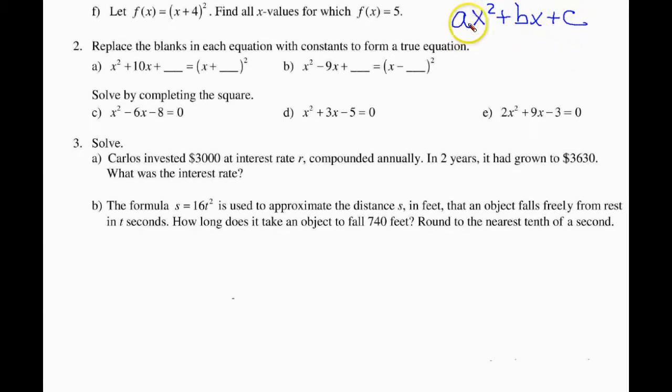Now what we want to do is have this in the form of a perfect square trinomial that will factor into the form of a plus something squared. And that's what we did a little bit in one of the examples above. So what we want to do is we always want this a here to be a 1. So I'm going to erase this because that's going to be a 1. And then we still want to have that to be a perfect square trinomial.